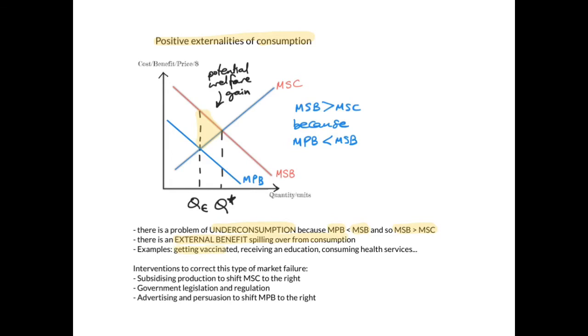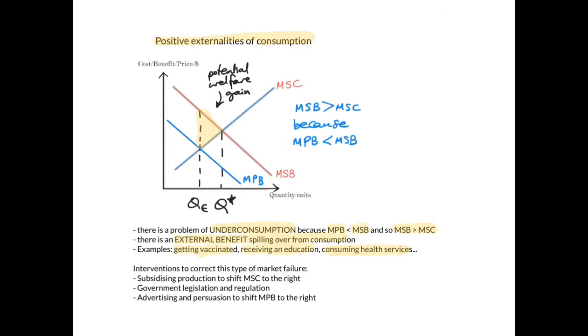Examples are getting vaccinated or receiving an education, which doesn't just benefit the individual consuming the education, but the rest of society. Also, consuming health services. If everybody had regular checkups and took care of their health, there'd be fewer diseases and infections spreading around.